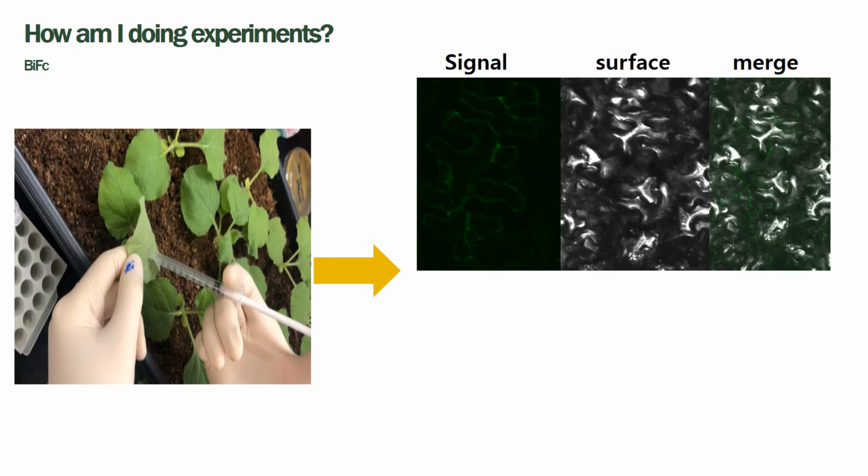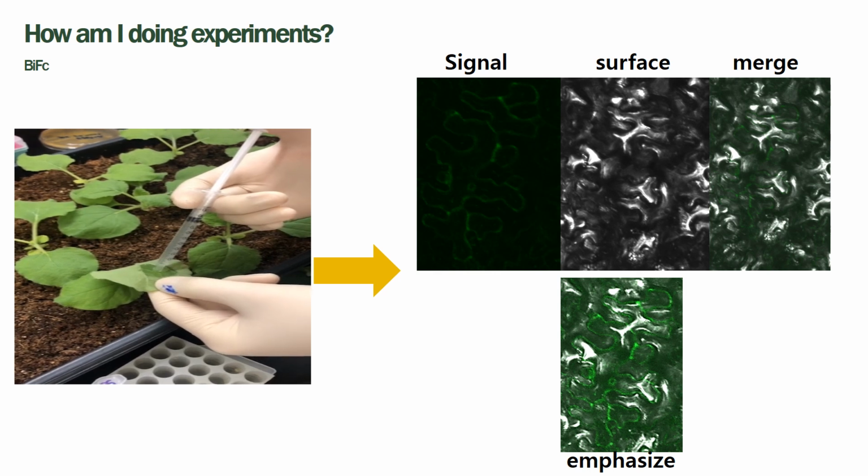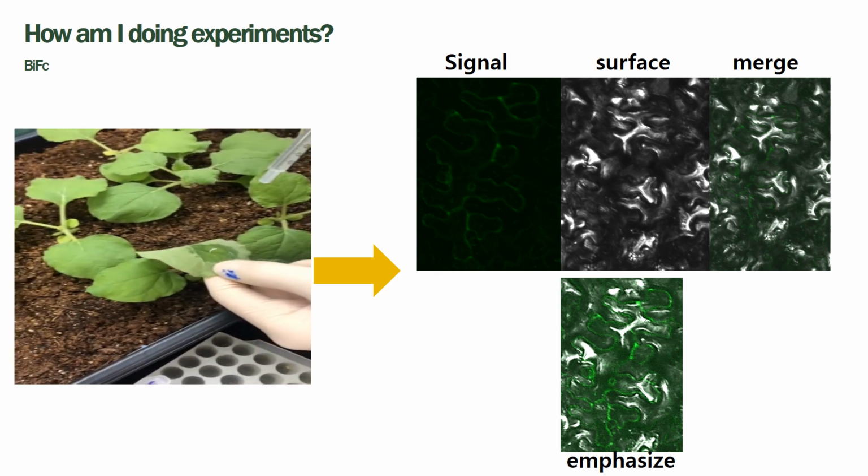This is the process of doing BiFC, which first infiltrates Agrobacterium into tobacco and then observes the results 3 days later. The advantage of this experiment is that you can visualize the interaction of proteins. However, the downside is that the signal can be arbitrarily emphasized to control its intensity, so you should be careful about it. This is what I prepared for our seminar class.